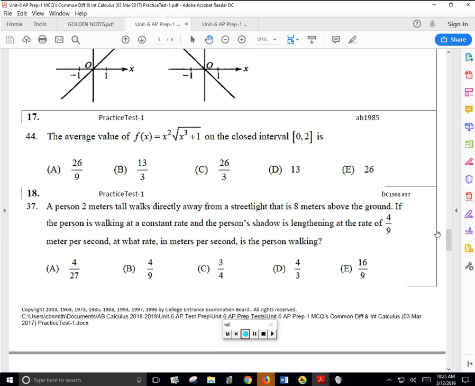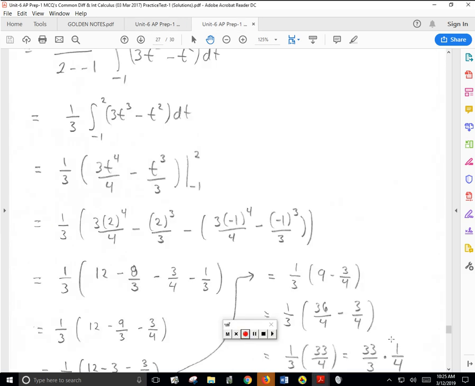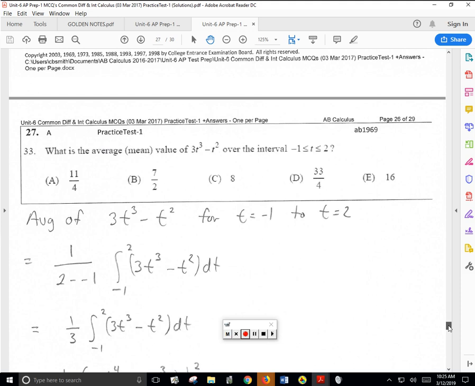You understand how to set it up, so you got stuck somewhere along the way. Okay. Let me just go to the solution to save a little time. Here's the solution as posted on the website. We'll talk about it.